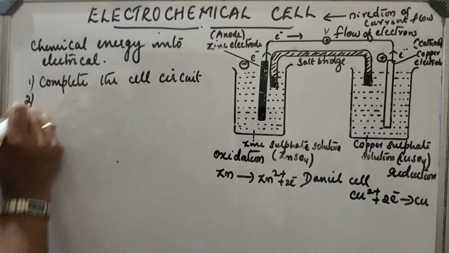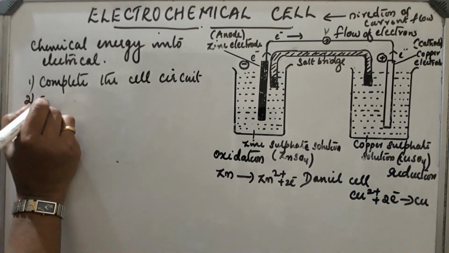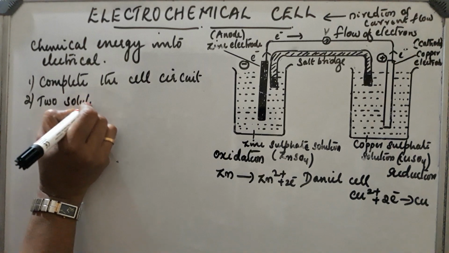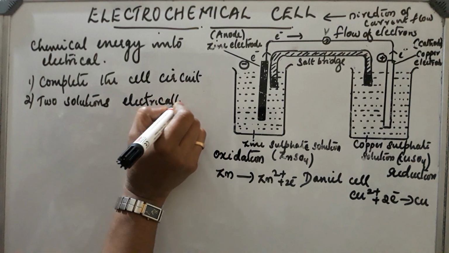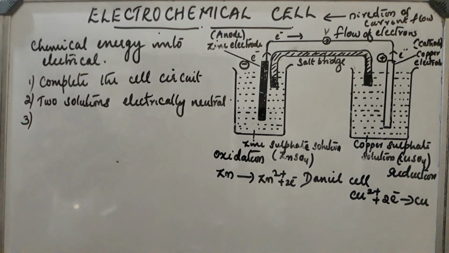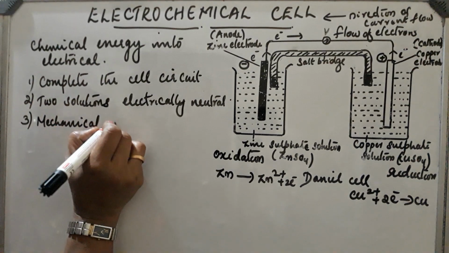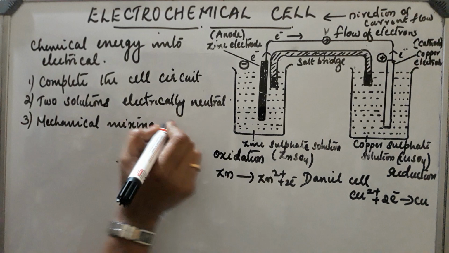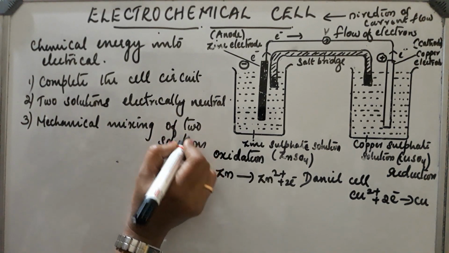Now, to keep the solutions in the two half cells electrically neutral, the salt bridge is used. The two solutions are electrically neutral due to this salt bridge. Now, third point, it also prevents the mechanical mixing of these two solutions. These are the important functions of salt bridge.